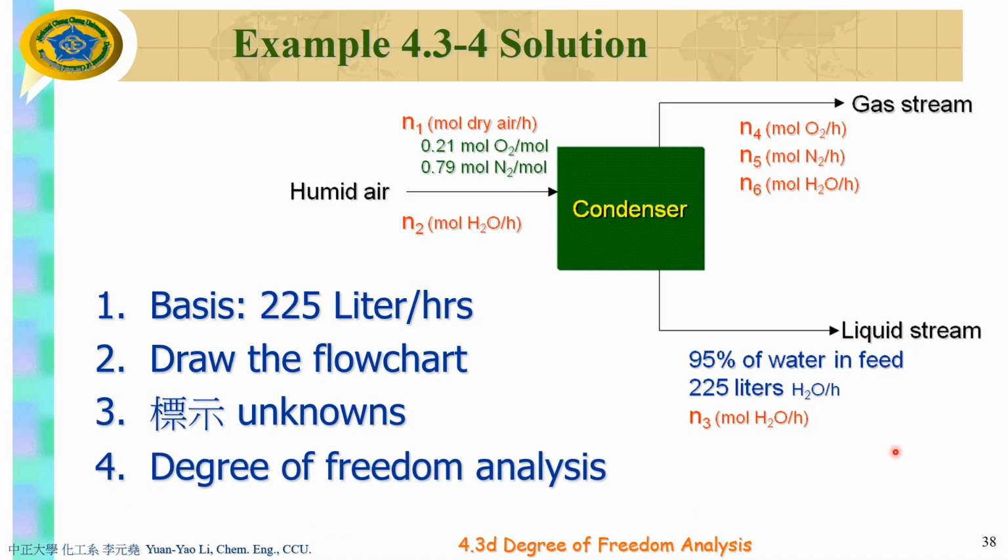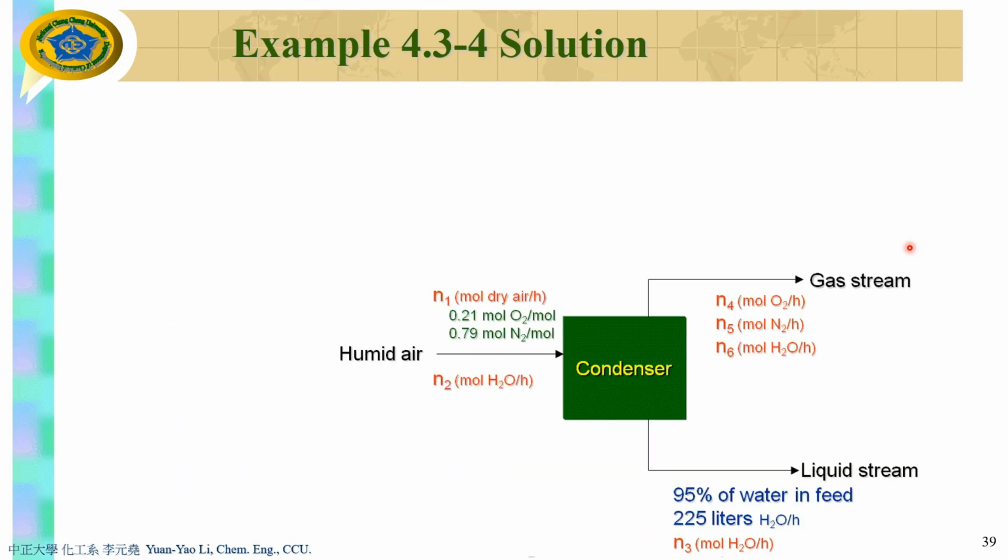And then you have degree of freedom analysis. Number 4 is, before you do the calculation, please do the degree of freedom analysis. Why? Because you don't want to waste your time. If you do the degree of freedom analysis, and think, well, Professor, I cannot solve this problem, you just say unknown. You just say 无解, right? You just say, I cannot solve this problem. So you don't need to do any calculation.